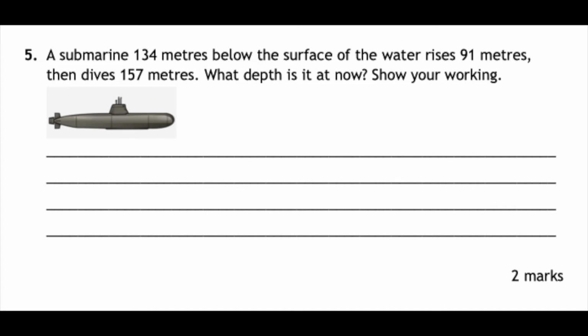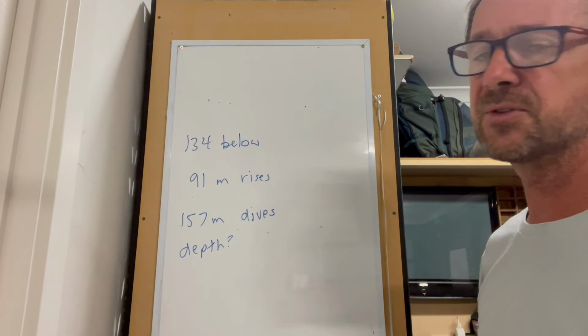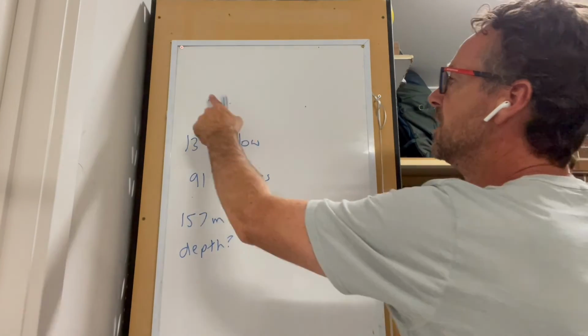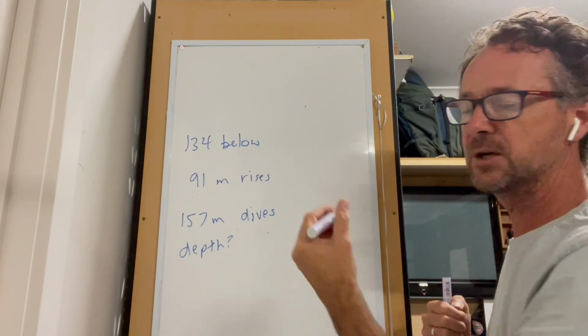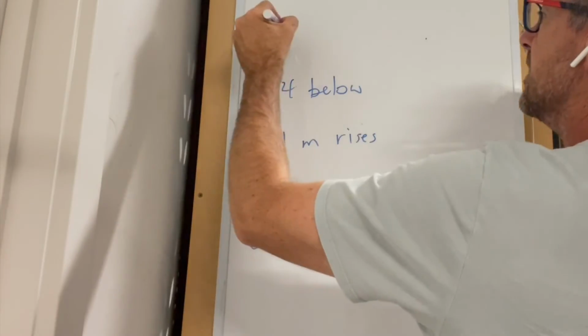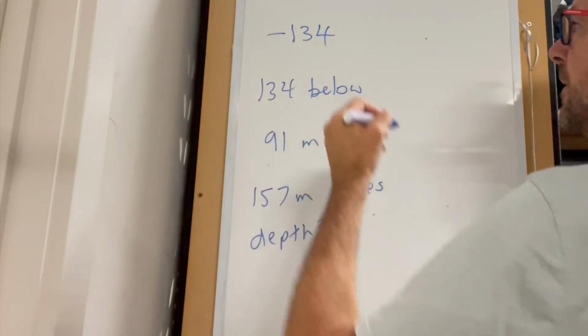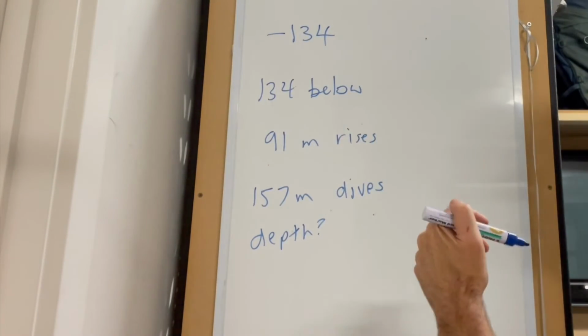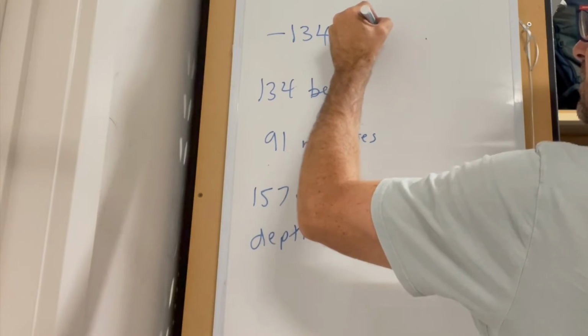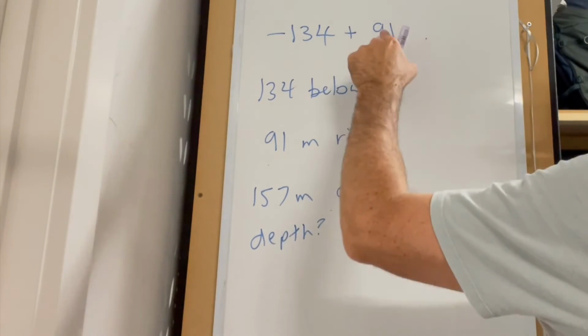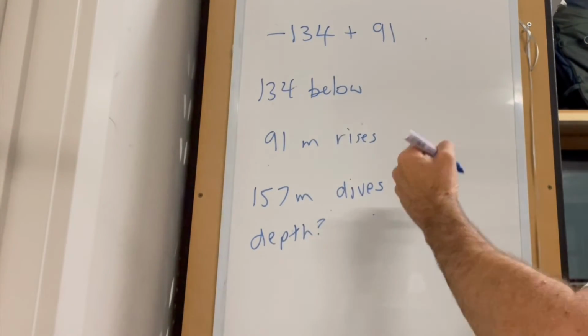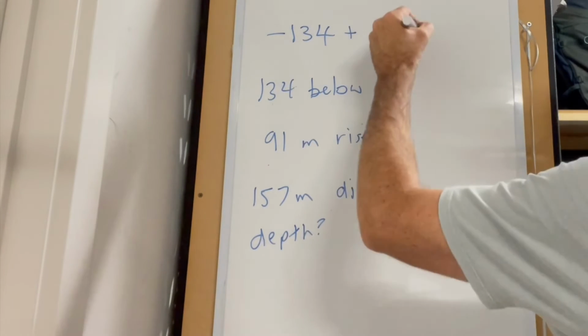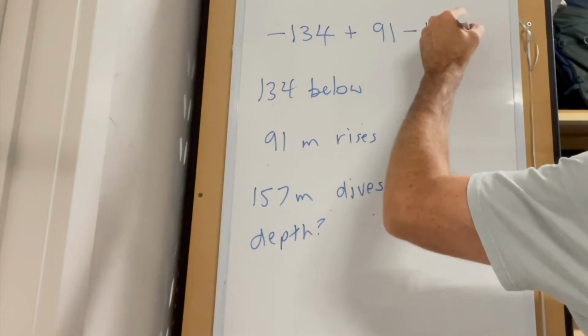Okay, so now we have a scenario where we have a submarine that's below the surface. So the surface is 0, okay, and it's below, so it's 134 meters below. So we can write this all as an equation. So it'll be negative 134, okay, and then it rises, adds on 91 meters, okay, and then it dives again, loses 157, okay.